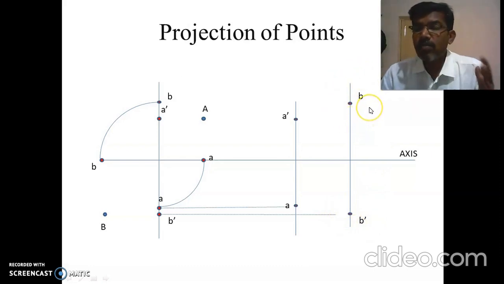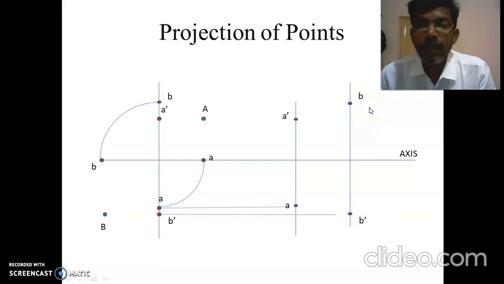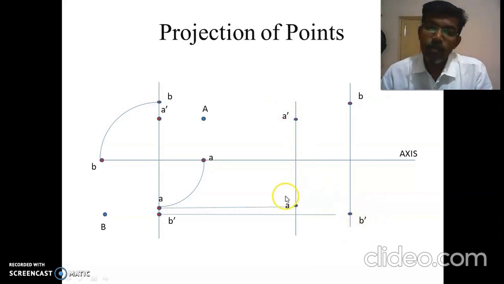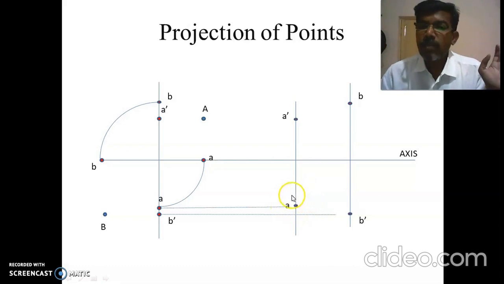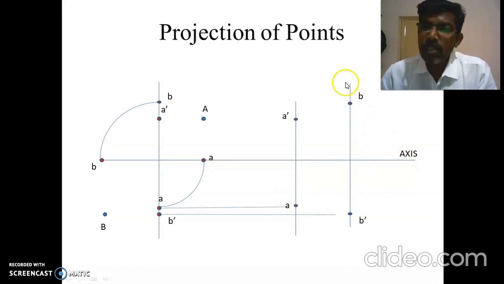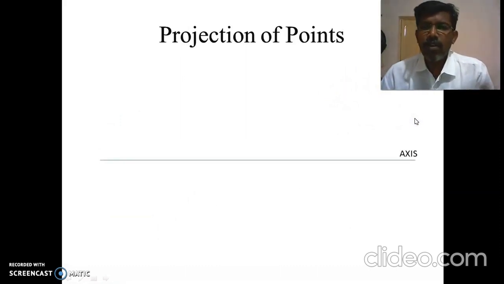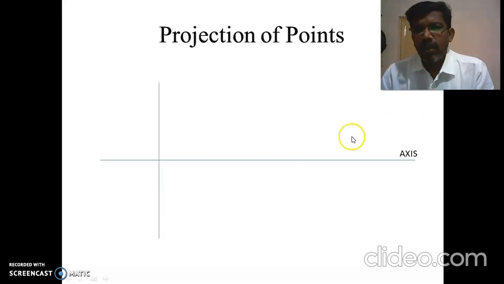In the previous case we have seen the symbol and representation of the objects. Here that is interchanged. You can easily identify that in the first angle method of projection the front view is above the axis and the top view is below the axis, and in the third angle method of projection the top view is above the axis, right? Next we'll go for another concept.